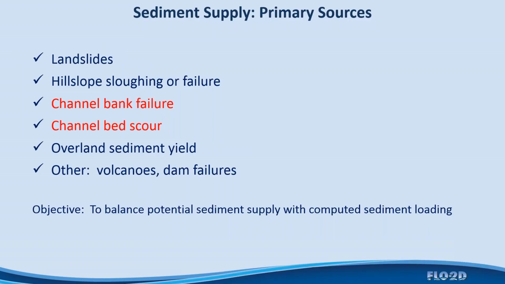further downstream. So in terms of the supply, there are five typical sources of sediment for mudflow events. And we're not going to talk about volcanoes or tailings dam failures in this case. So there's landslides. There's a smaller form of landslides, just hill slope sloughing. Hill slope sloughing is the type of hill slope failure that might occur when you get channel bank failure. The bed scours, the bank starts failing into the channel, you undercut the toe of slope, and then the remaining hill slope sloughs down into the channel. And then there's overland sediment yield. So we'll talk about all of these a little bit.